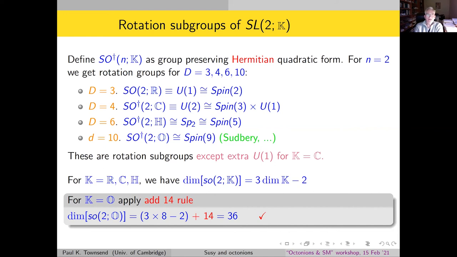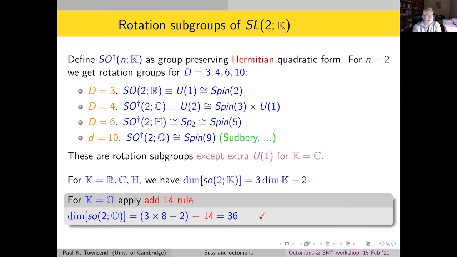And you can apply that to the rotation groups in 3, 4, 6, and 10 dimensions. And again, you get a nice looking sequence. So for example, in 6 dimensions, the rotation group is just SO† 2 over the quaternions, which is SP2, which is spin 5. And then you can also look at the Octonion case. And I suppose Sudbury was looking at that one too. And notice again that there's a U1 factor that always appears in the 4-dimensional case.